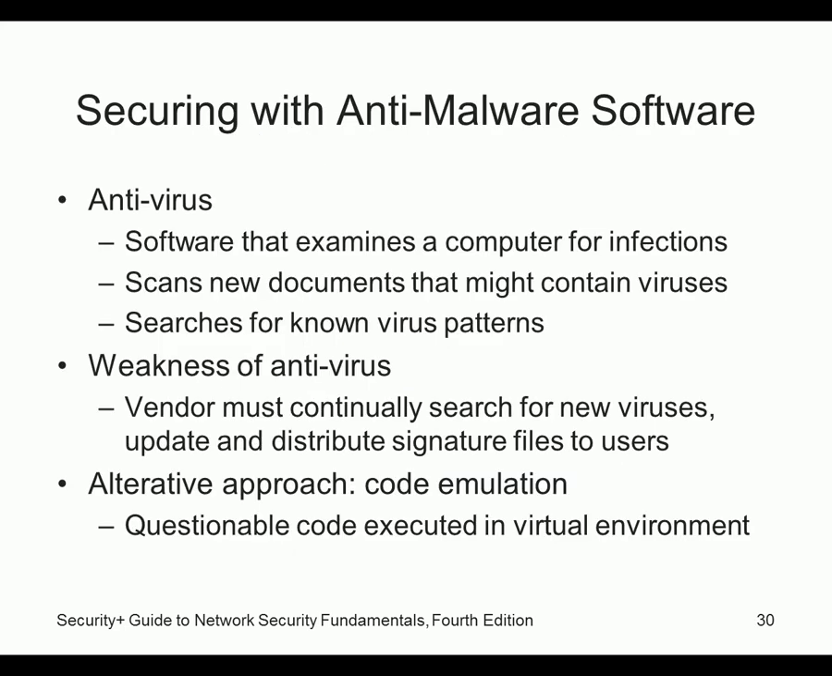Okay, antivirus. There's lots of them out there. Looks for infections. They're normally signature based. It says search for known virus patterns. They look for specific code. Okay, weaknesses is vendor must continually search for new viruses. So if McAfee never updates again, are they going to have anything new? No. They must always look for the new stuff.